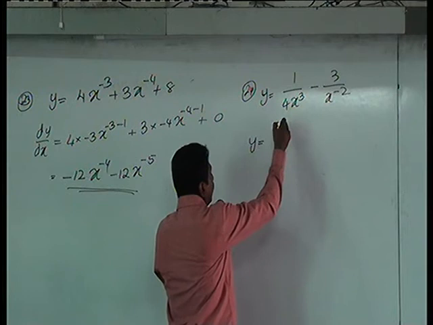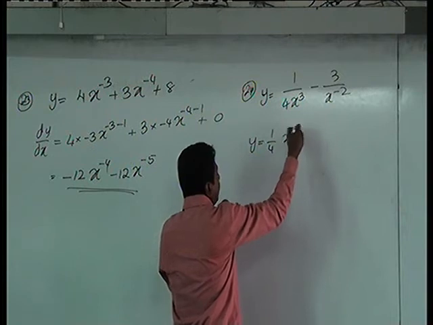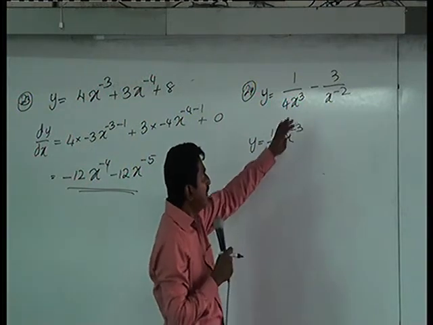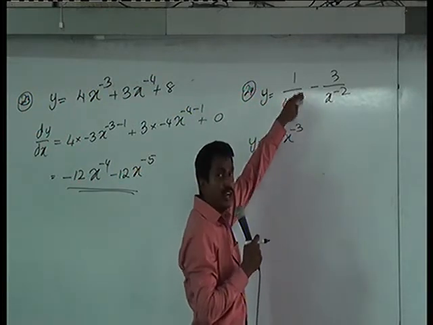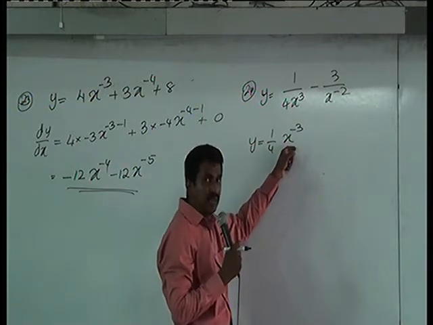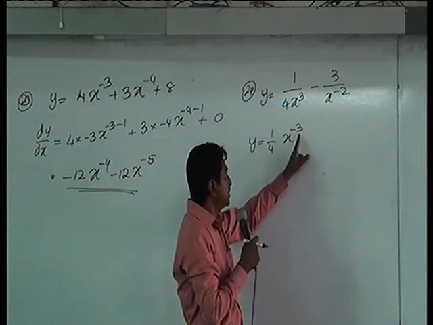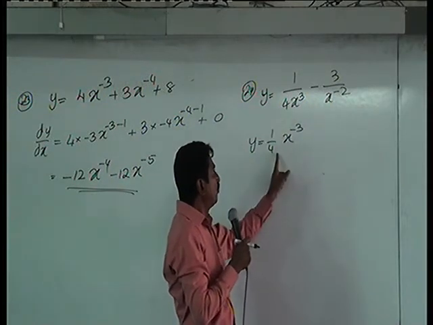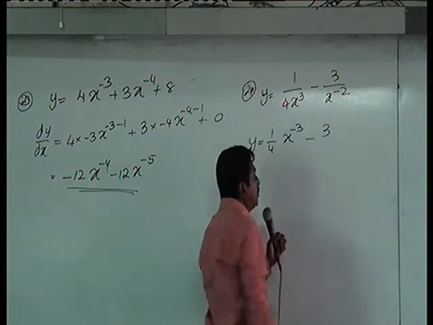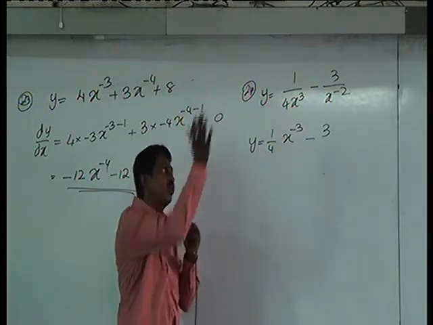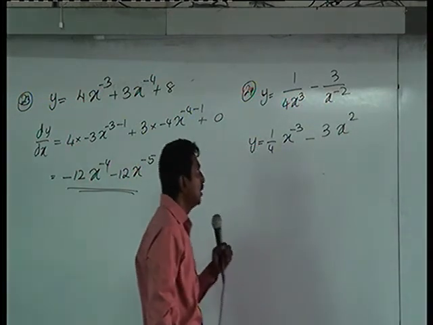Y is equal to 1 divided by 4 x to the power minus 3. How do you write this? I will take this x to the power 3 to the numerator, so x to the power plus 3 becomes x to the power minus 3. Here we have 1 over 4. Minus 3 is in the numerator, no problem. X to the power minus 2 also I have to take to the numerator, so x to the power plus 2.